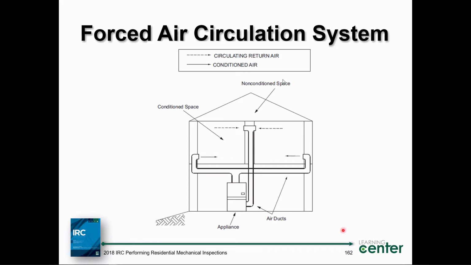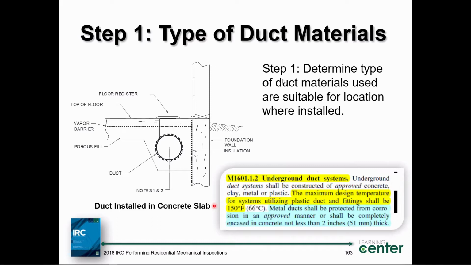Not a big deal. What we're concerned with is, of course, the materials, the locations of the ducts, things of that nature. If I had a house built on a slab, right? Slab on grade construction, the first thing I want to do is find out, gee, what type of ducts can be used underground, right? Pretty simple question. But yet when we go here, I can use underground duct systems constructed of approved concrete, clay, what else? Metal or plastic. Wow, metal ducts, are you kidding me?